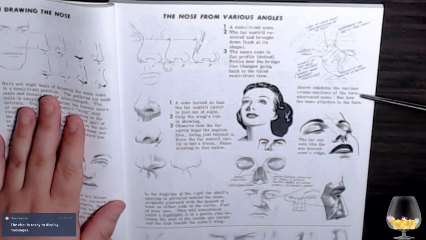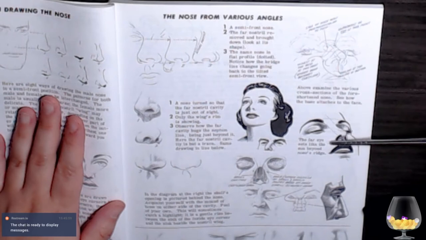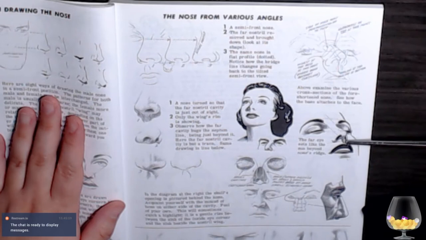Over here, it says, above, examine the various cross-sections of the foreshortened nose. See how the base attaches to the face. Okay, so this is like a wireframe, and this is a shaded view, I think. The far eye sets like the sun beyond the nose's ridge. So they're saying you can't see both eyes fully. That part of it is going to be obstructed by the angle of the nose.